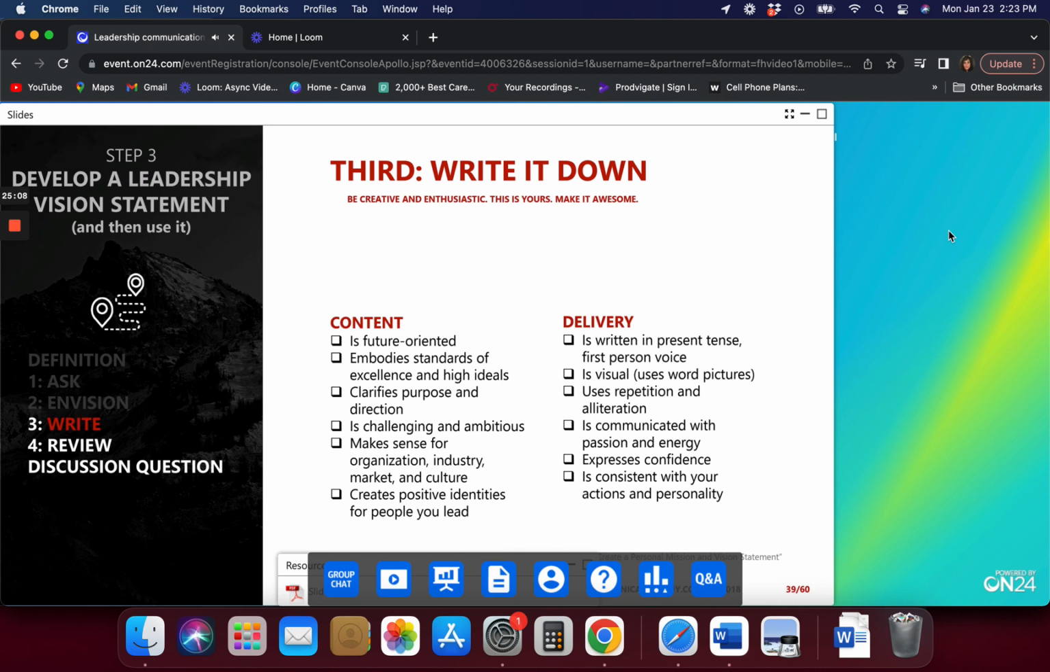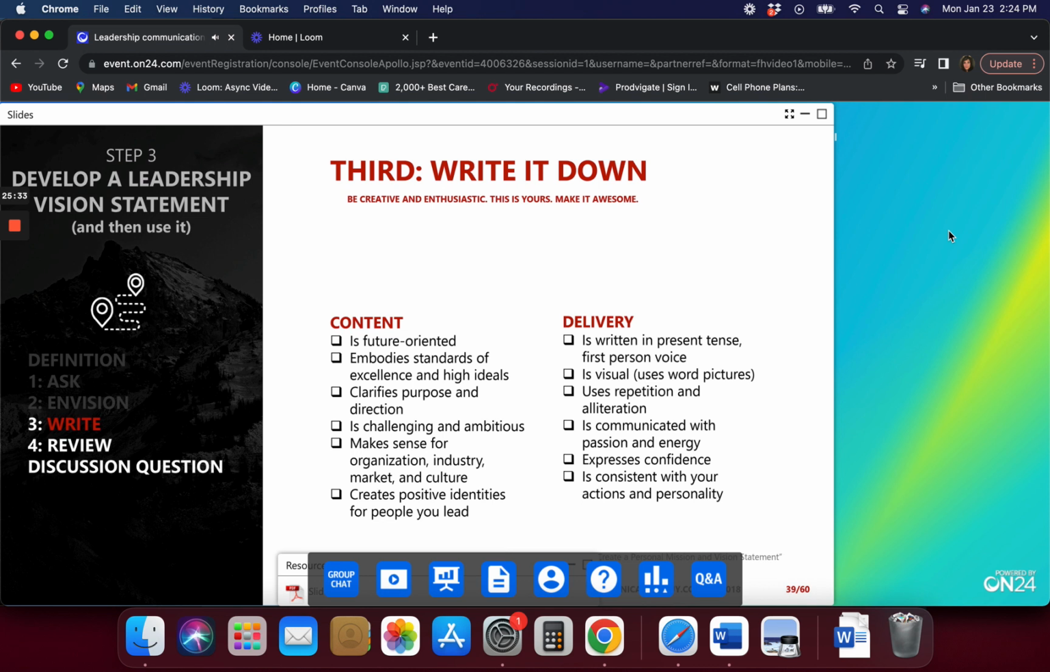Okay, but in terms of delivery, the way you write it down, write this in present tense. So rather than saying I will be, say I am. I am an empathetic leader. I am a leader that listens. I am a humble leader, but a confident leader, something like that. So put it in present tense. Again, using those specific words can impact our actual behavior and practice.